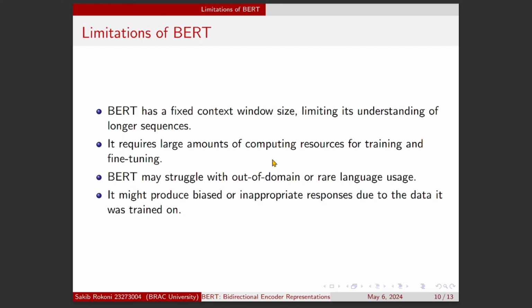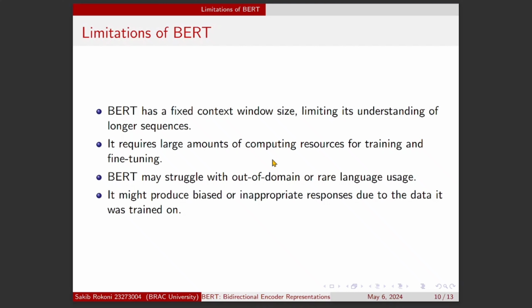BERT lacks explicit knowledge of the world. It learns from text corpora but does not have access to an external knowledge base or common sense. It might produce biased and inappropriate responses due to the data it was trained on.